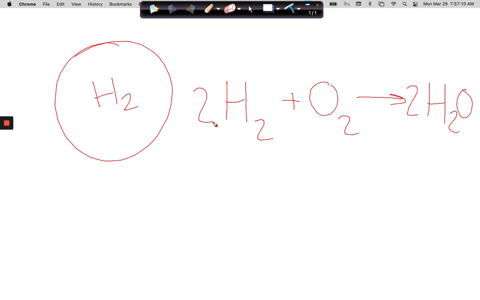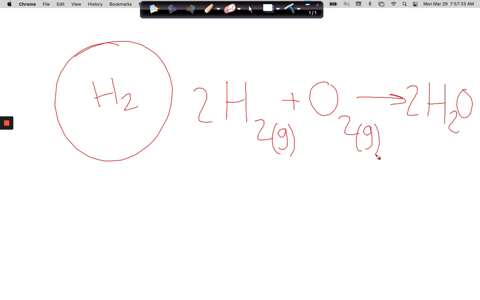Hydrogen, solid, liquid, or gas? Gas, right? So all you're going to do is come over here and subscript a G in parentheses. Guys, that's where it has to go, after the substance, subscript in parentheses, G for gas. Then, guys, of course, oxygen in the air around us is also a gas.